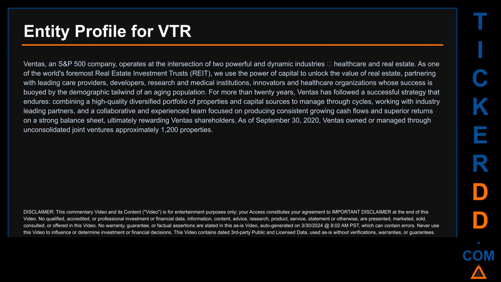For more than 20 years, Ventas has followed a successful strategy that endures, combining a high-quality diversified portfolio of properties and capital sources to manage through cycles, working with industry-leading partners, and a collaborative and experienced team focused on producing consistent growing cash flows and superior returns on a strong balance sheet, ultimately rewarding Ventas shareholders. As of September 30, 2020, Ventas owned or managed through unconsolidated joint ventures approximately 1,200 properties.